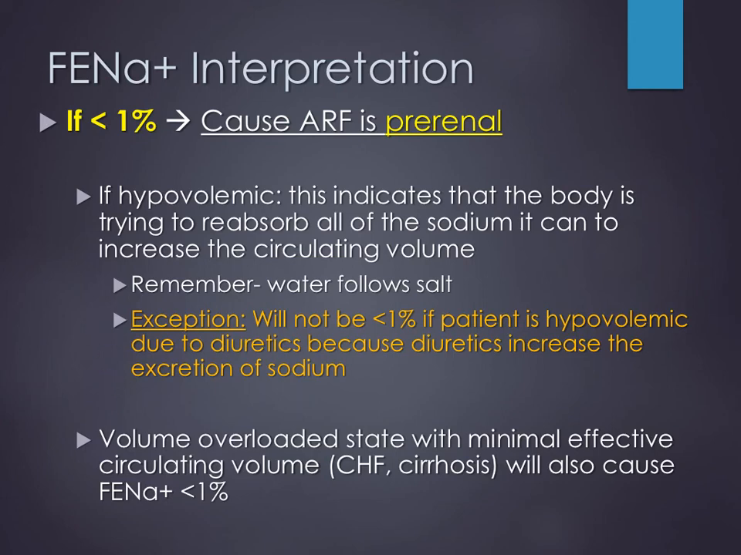okay, the fractional excretion of sodium will not be less than 1% if the patient is hypovolemic due to diuretics, because diuretics increase the excretion of sodium. So in other words, if you aggressively diurese somebody, you gave them a bunch of Lasix, and their fractional excretion of sodium is greater than 1, it can still be because they're dehydrated, because you just got rid of all that salt and volume because of the medication. Otherwise, if it's less than 1, they're probably dehydrated. A volume overload state with minimal effects on the circulating volume, like CHF or cirrhosis, will also cause the fractional excretion of sodium to be less than 1% as well.